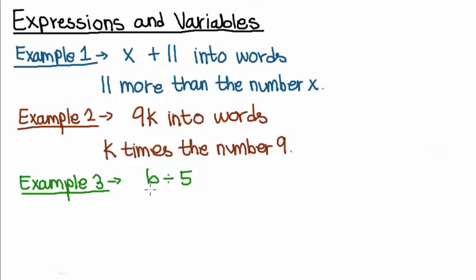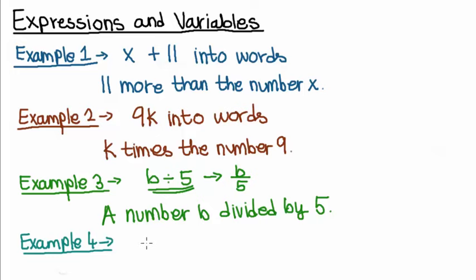In this third example, let's say I want to write b divided by 5 into words. First of all, I can simply rewrite this notation into a fraction form like this. But for the purposes of this video, let's just focus on this part. So if I want to write the variable expression b divided by 5 into words, I can write it as something like a number b divided by 5.